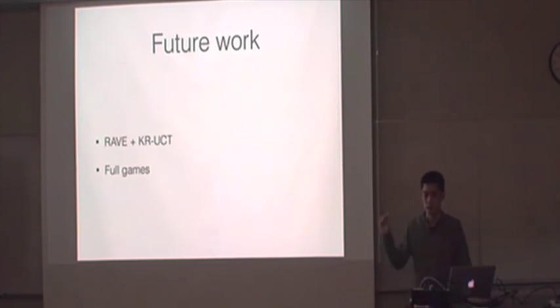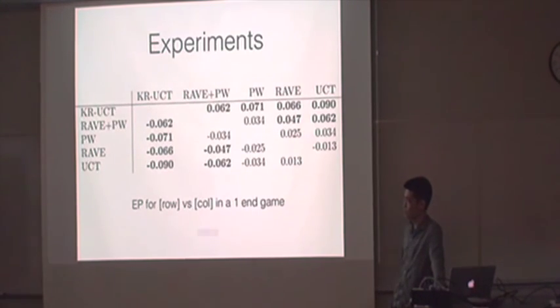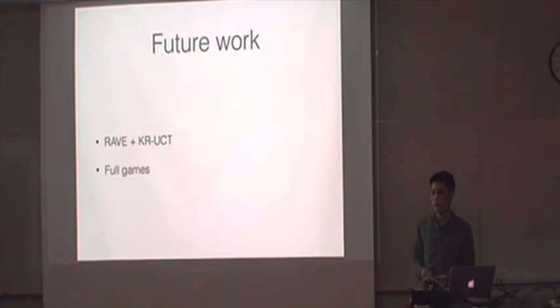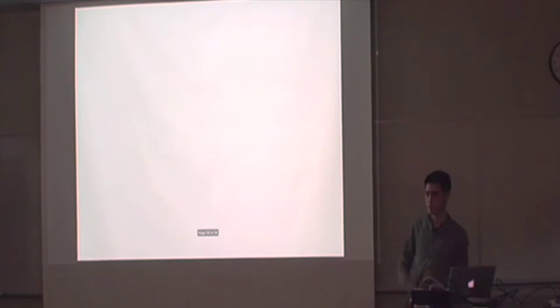So our future work is to look at what happens if we add RAVE to kernel regression UCT, since we saw there was a boost between when we added RAVE to progressive widening, and we wonder if we get the same with kernel regression UCT. And then also to start looking at full games and seeing if that 0.09 expected points against UCT actually translates into a win in terms of significance in a full 10 end game. That's it.